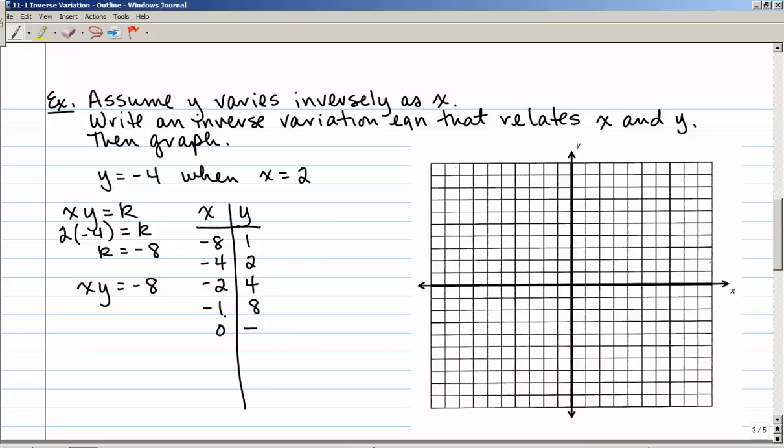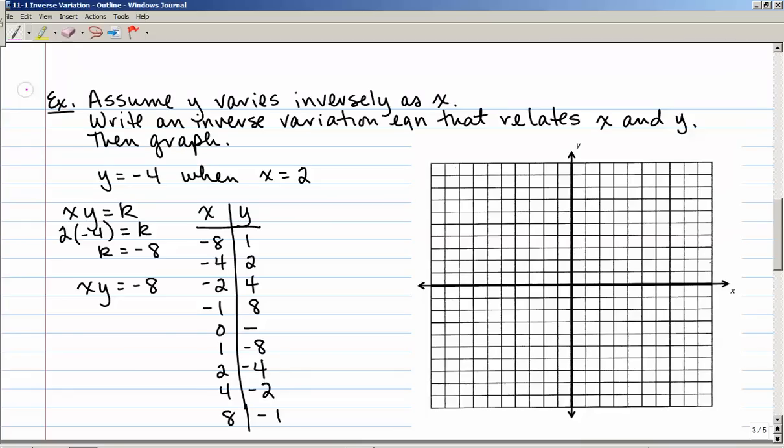And now let's use similar positive numbers. When x is 1, y is negative 8. When x is 2, y is negative 4. When x is 4, y is negative 2. And when x is 8, y is negative 1. Pick numbers that are going to work nicely. Don't pick 3 and 5 because then you'd end up with fractions.